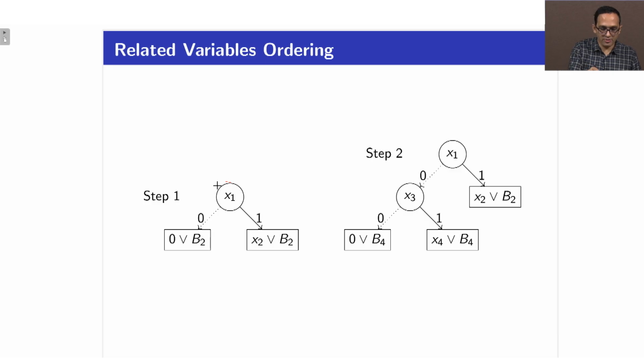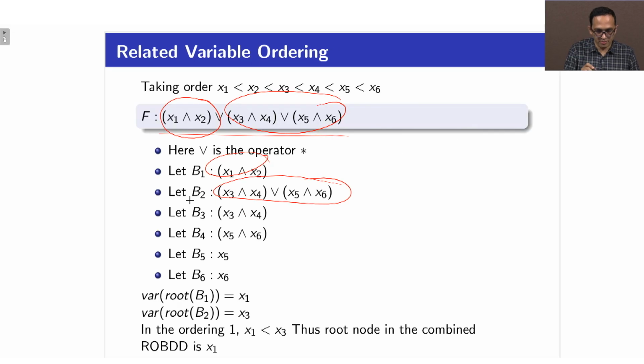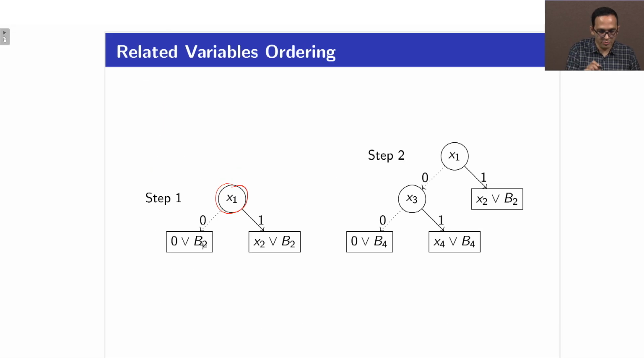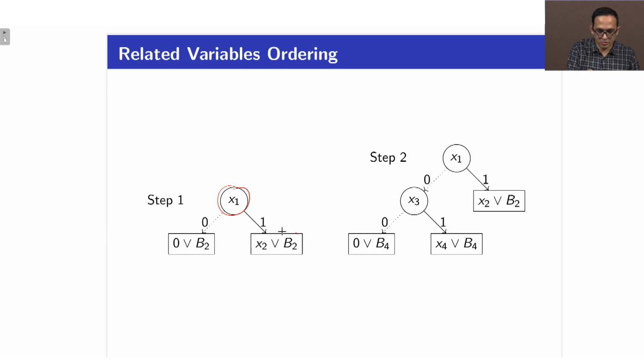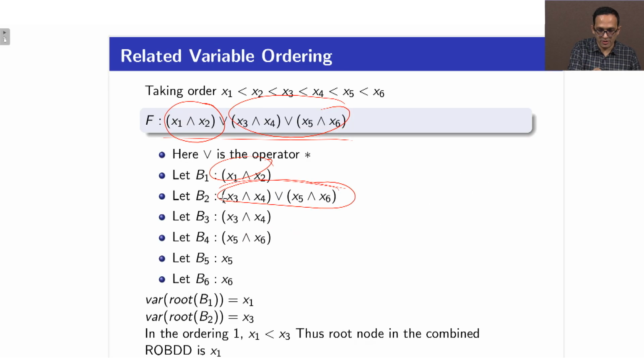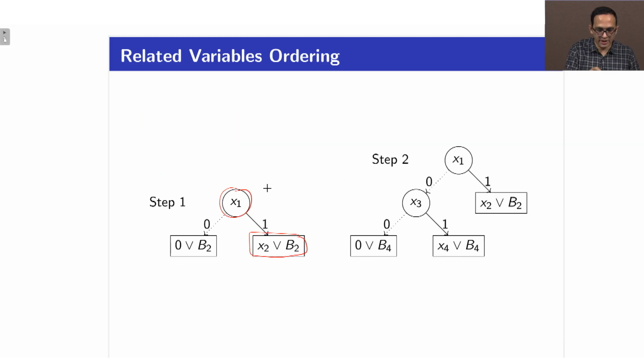So x1 will become the root, and then if I put B1 with x1 equal to 0, this becomes 0, so this becomes 0 or B2. If I put x1 equal to 1, this becomes x2, so this becomes x2 or B2. Again I have to construct B2, which is basically this entire formula. So I have to take B2 and again apply these rules here, x2 or B2. This way I can continue.